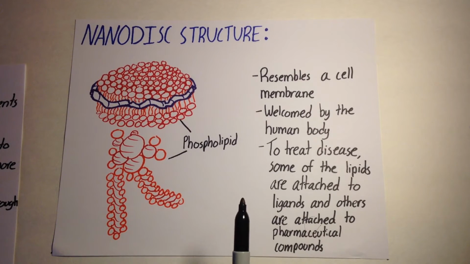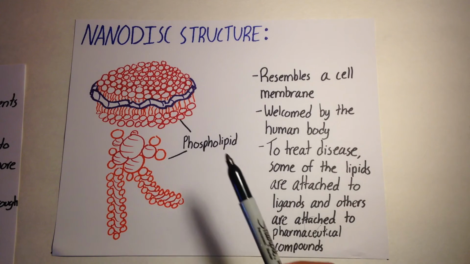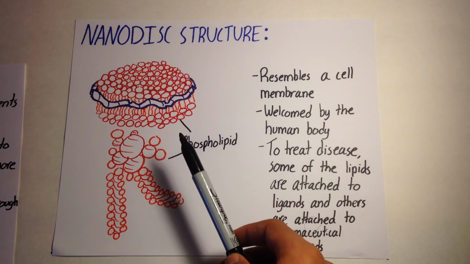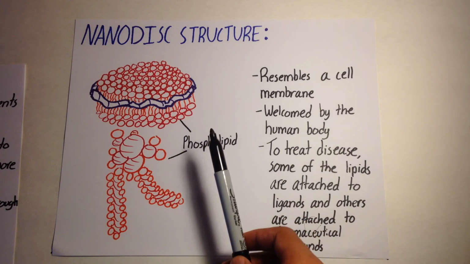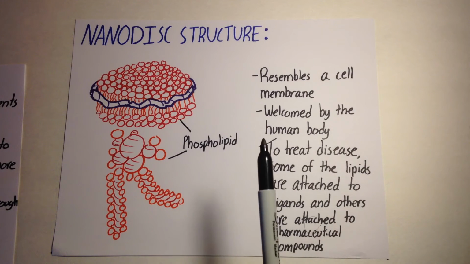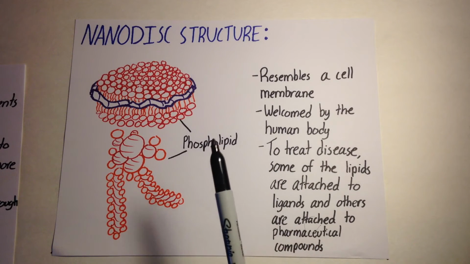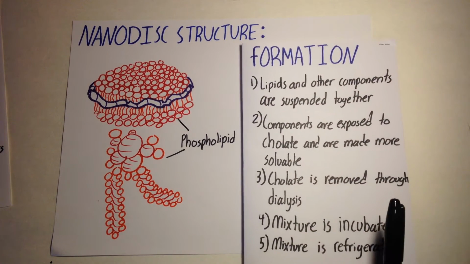So to treat disease, we can attach these lipids to various ligands or other pharmaceutical compounds that would help deliver a drug effect. And when these compounds or ligands are attached to these lipids, they will cluster with the other lipids, making a biological compound that happens to be attached to a drug, which is easily administered to the body and can easily access cells throughout the body to deliver the drug effect. So, how do we create these interesting particles?